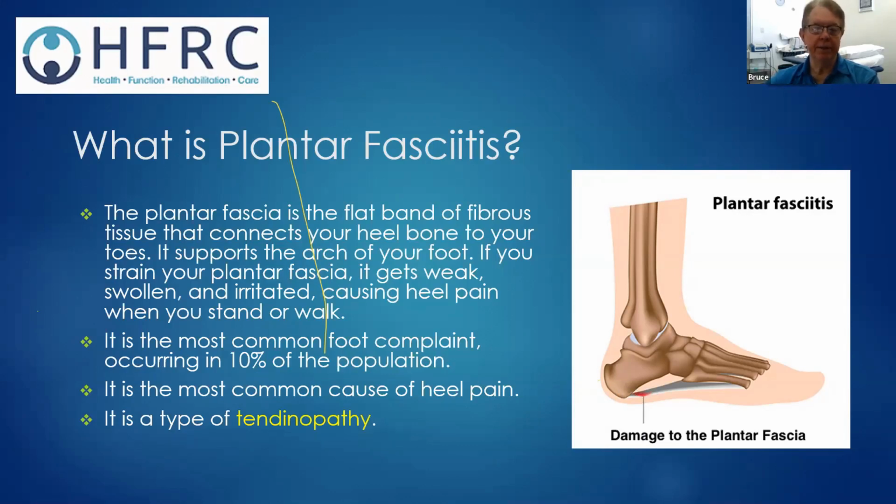So when I palpate someone with plantar fasciitis, I will feel a thickening underneath the heel, just where the plantar fascia comes and attaches to the heel. And that area will be not only thickened, but it'll be tender for me to palpate with my thumb. And it'll be especially painful to put pressure on it when you stand or walk.